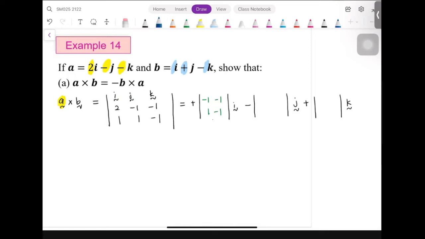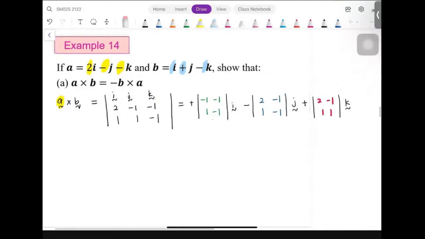Now, for element J, just delete the row and column that cross with J. So I delete the first row, second column. Here our numbers would be 2, -1, 1, -1. And then the last one, for element K, delete the first row and then the third column. So our numbers would be 2, -1, 1, 1. Alright, that's how we find each element.